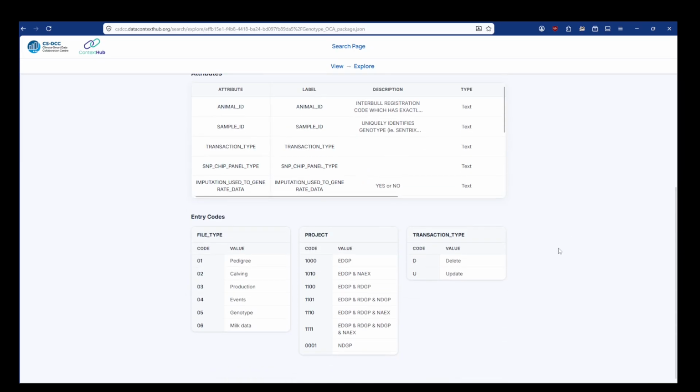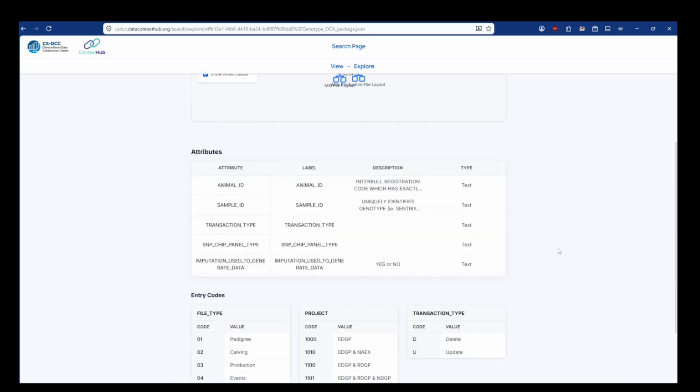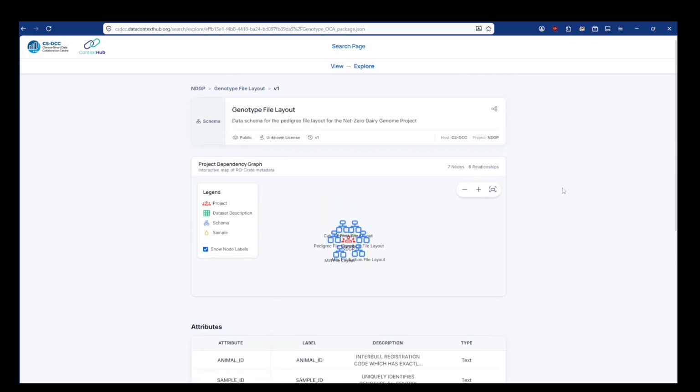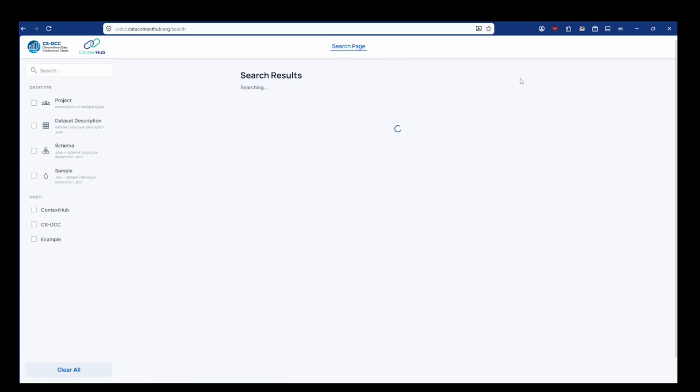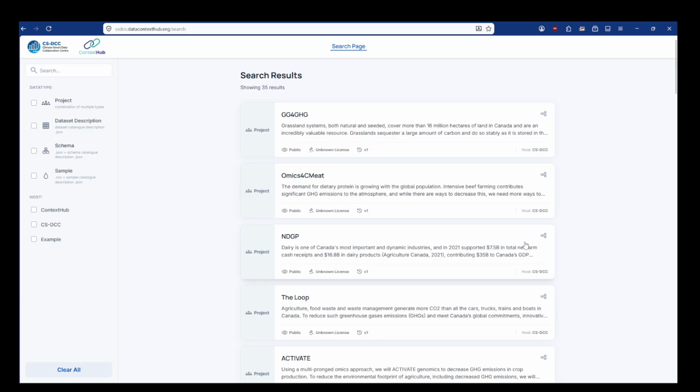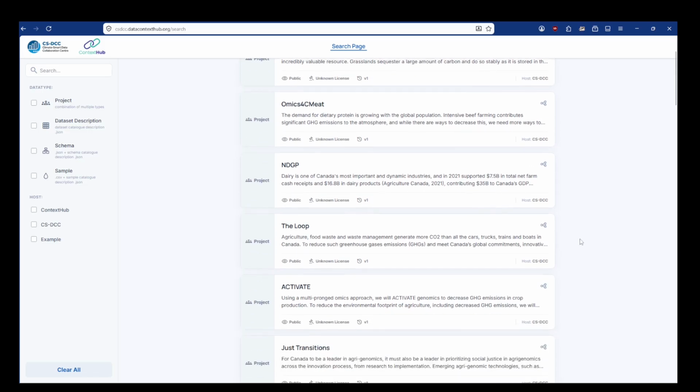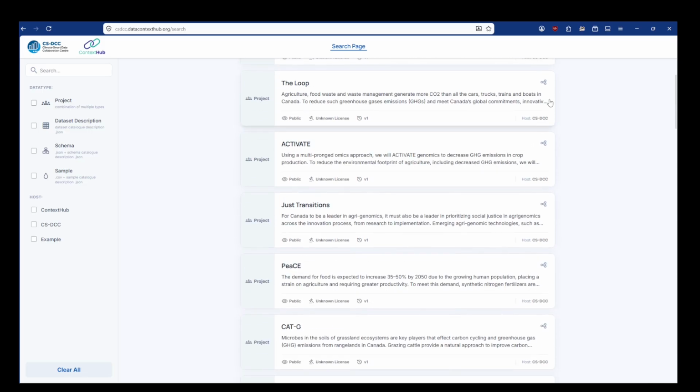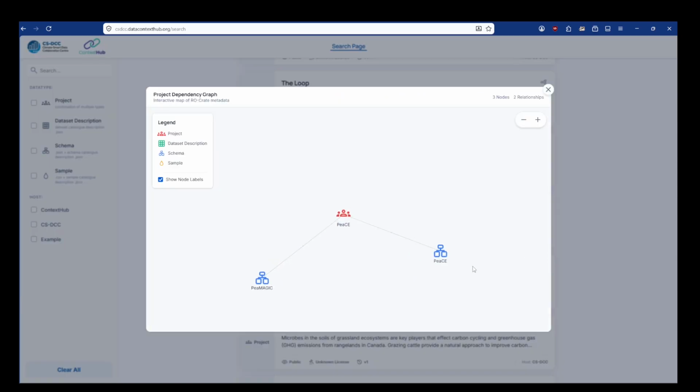Users can also explore information at a deeper level. By selecting a schema, for example, they can access detailed information about its attributes, related entities, and any associated downloadable files. What makes this catalog particularly powerful is that it goes beyond traditional cataloging. This is a context-aware catalog. It not only stores information, but understands the structure and meaning behind it.